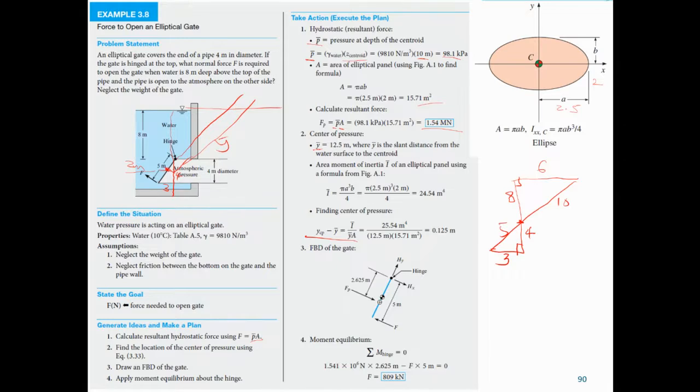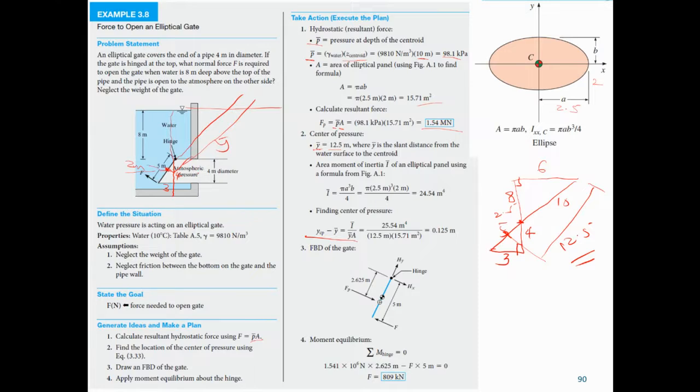And what is now the distance to the centroid? The centroid is lying here, which is at 2.5. So from here to here, I have 2.5 plus 10, which is 12.5. So in this case, Y bar is equal to 12.5 meter. We simply use similar triangles.